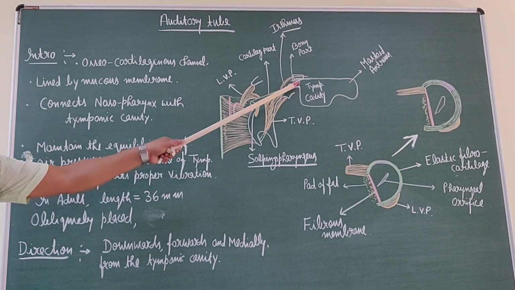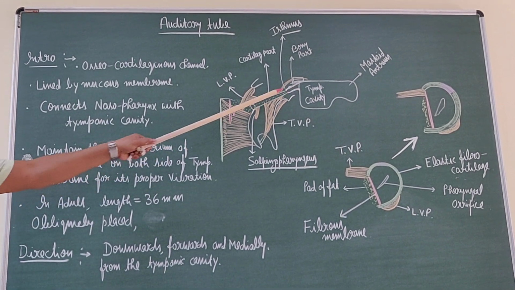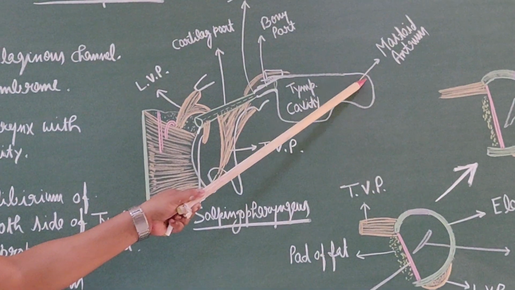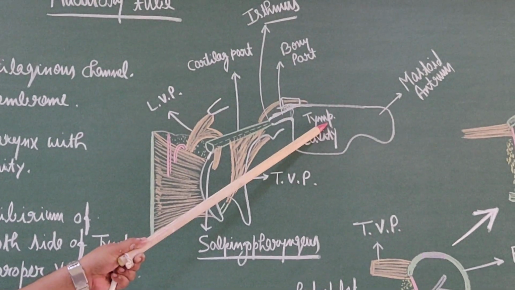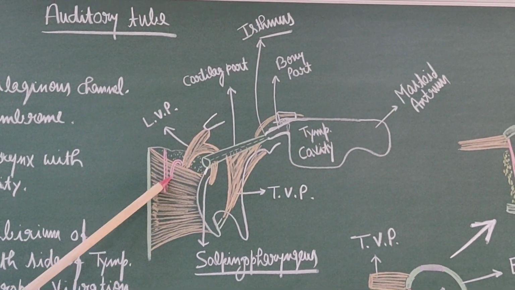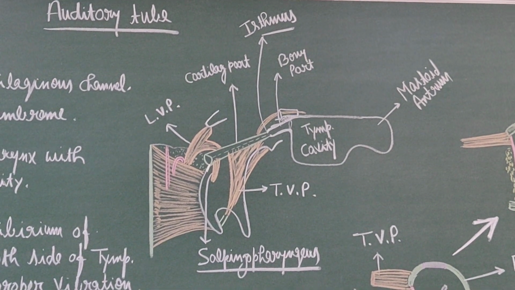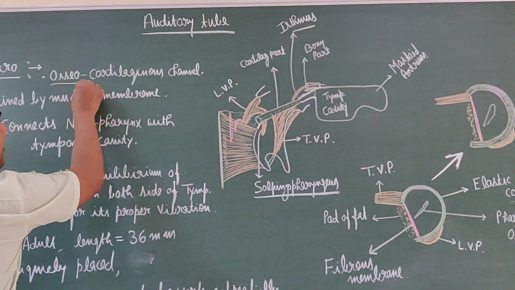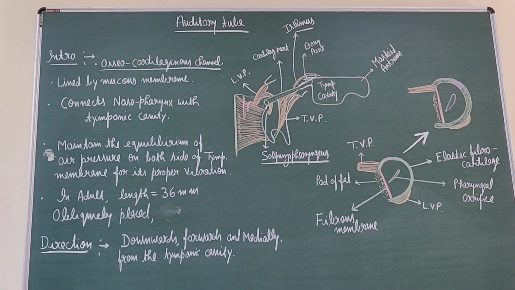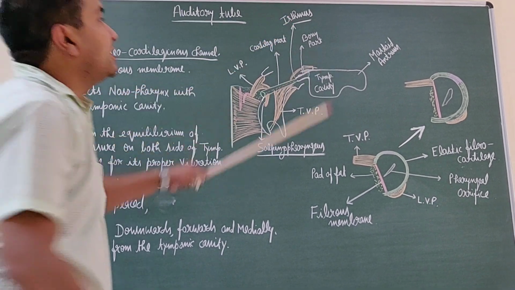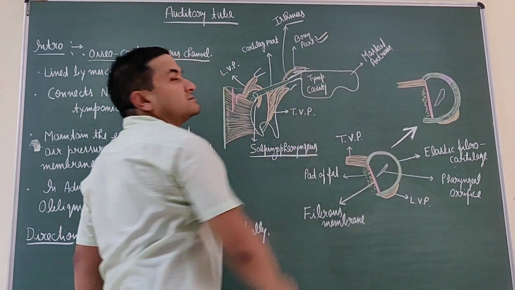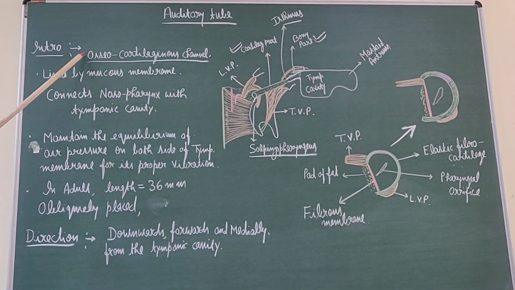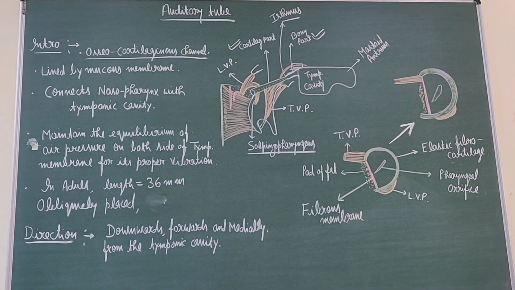In this diagram, this is the auditory tube. This is the tympanic cavity or the middle ear cavity. Behind it is the mastoid antrum. And this is the part of the pharynx. So, this auditory tube is an osseocartilaginous channel. Osseocartilaginous means it has the bony part and the cartilaginous part.